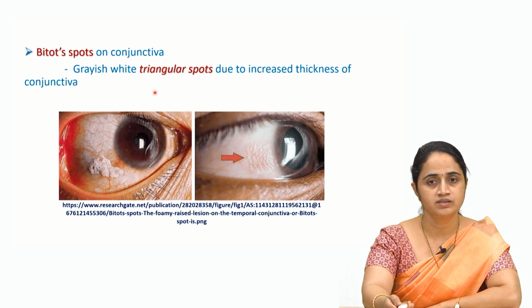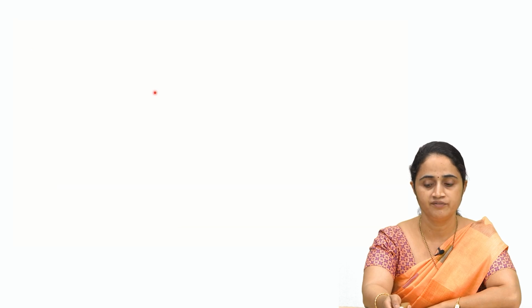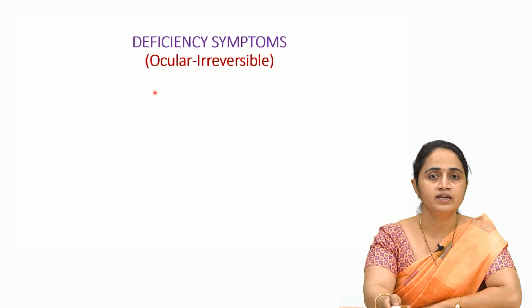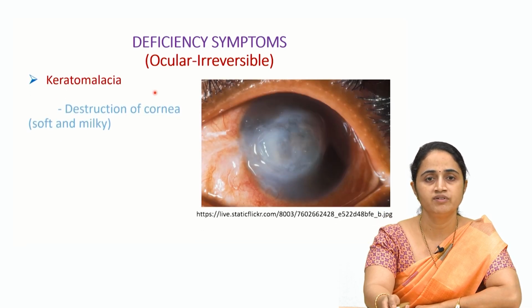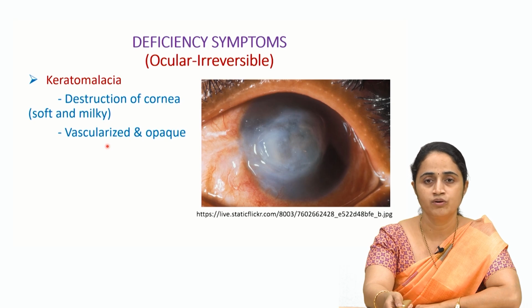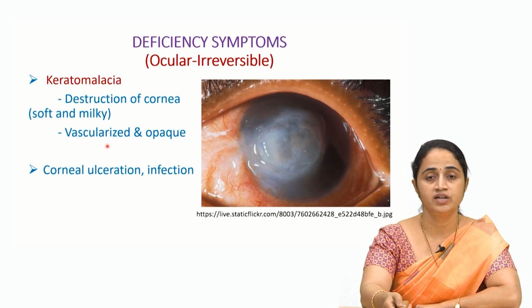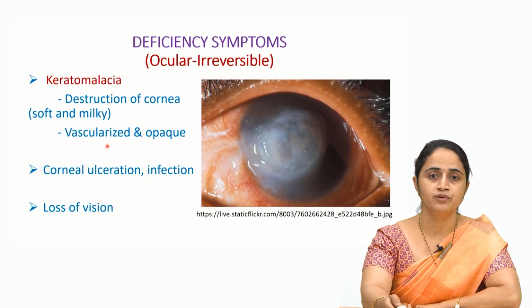Once Bitot spots are produced on the conjunctiva, if the deficiency proceeds further, it may lead to irreversible changes. So, ocular irreversible changes lead to keratomalacia. You can see in this picture, there will be destruction of the cornea, the cornea becomes soft and milky, there will be vascularization and opacity, the conjunctiva becomes opaque, corneal ulceration will happen, and there will be infection of the cornea, and at this stage the person will lose the vision.